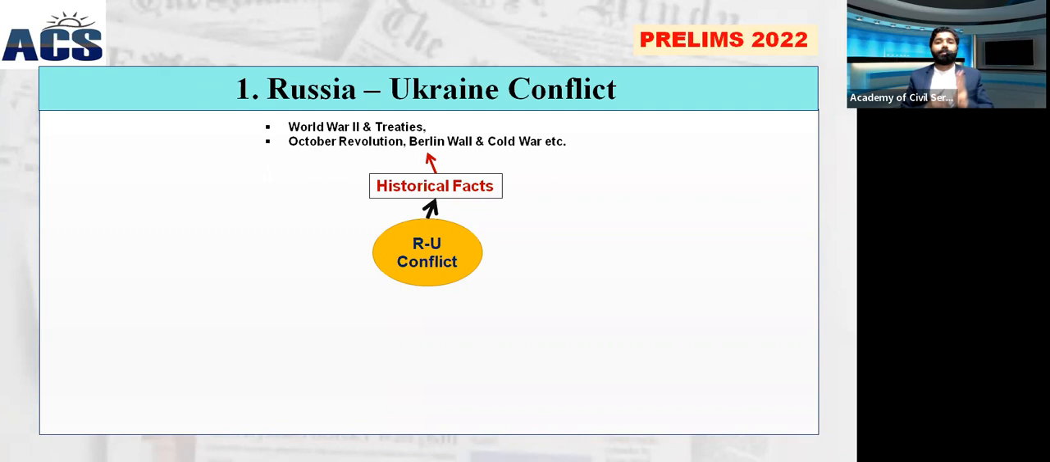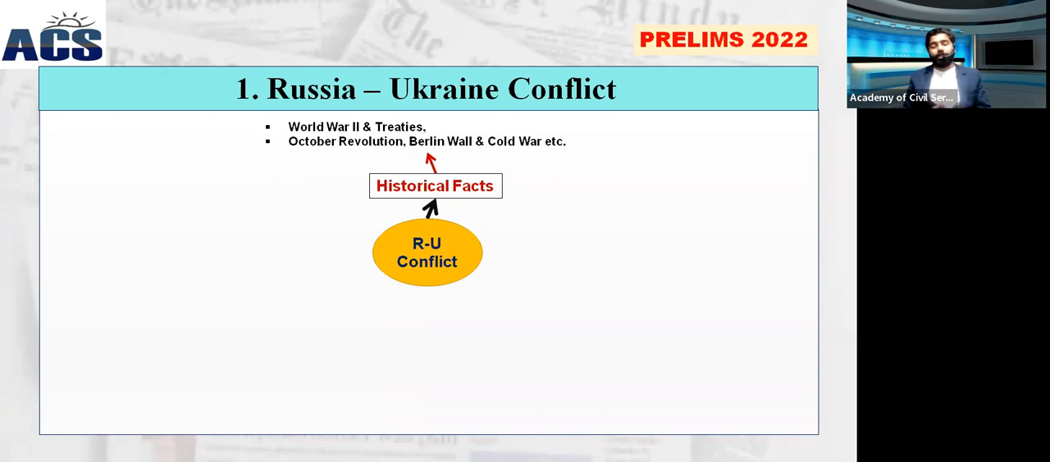What are the reasons behind World War II, and what are the treaties that came up after World War II, including the UN? Many international bodies were formed after World War II. So that's why one of the areas that we need to refer to is World War II and the treaties associated with that.